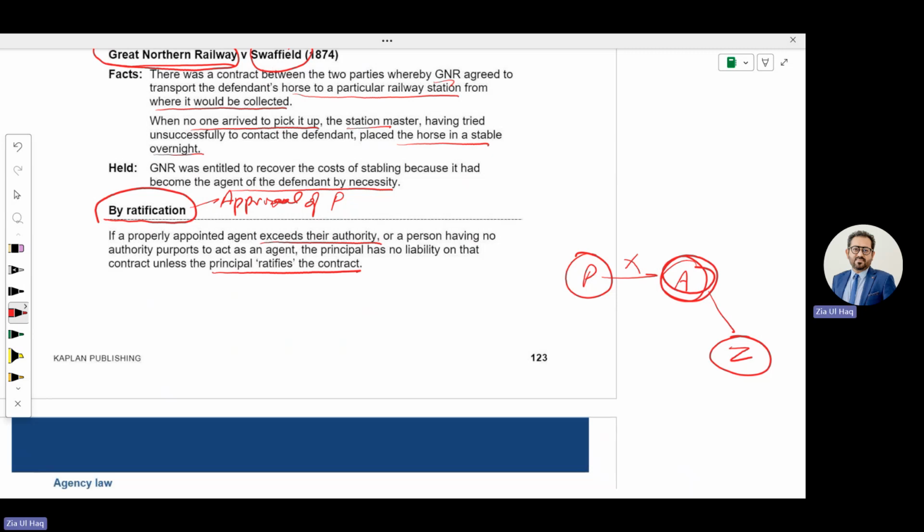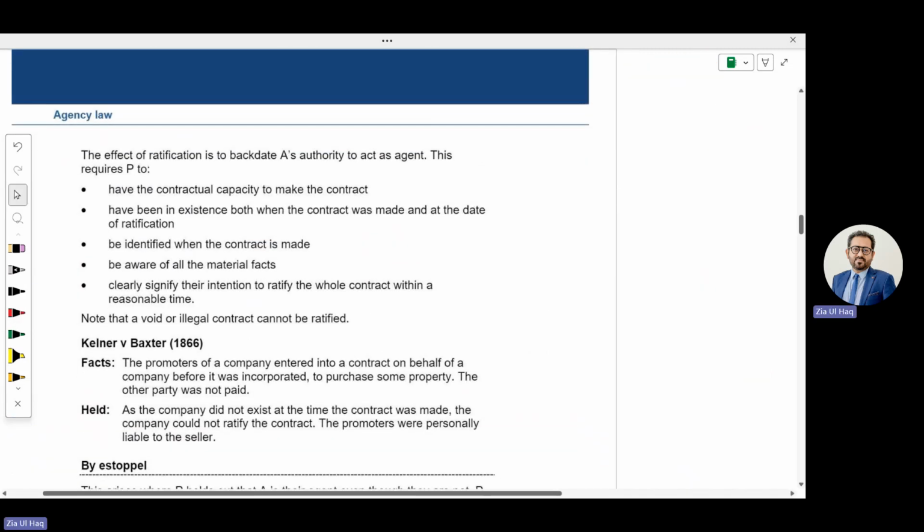Either he is not an agent and performs some transaction on behalf of him, or he is an agent but performs some transaction beyond his authority. In both cases, the principal, if aware, can either approve, be ratified, and become agent, or deny, meaning not agent. The effect of ratification is to backdate A's authority to act as agent. Obviously, if he ratified, whatever transactions A performed from that date until previously, the principal will be liable for those transactions because he approved now.